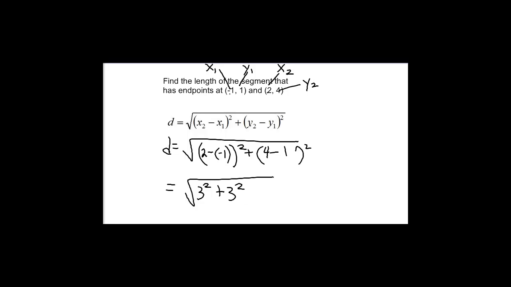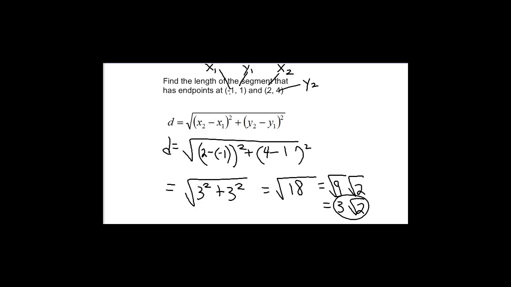If you add this up, whoops, terribly unprofessional. Three squared and 3 squared is like 9 and 9. 9 and 9 is 18. 18 isn't a perfect square, but it has a perfect square that goes into it, so I'm going to break it down into square root 9, square root 2, and square root 9 is just plain old 3. So 3 square roots of 2 is a simplified exact answer.